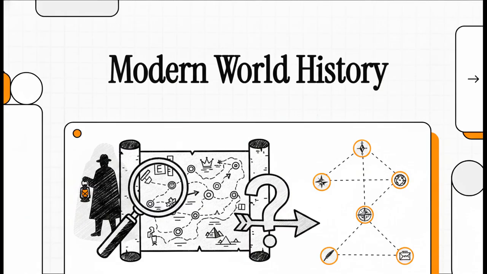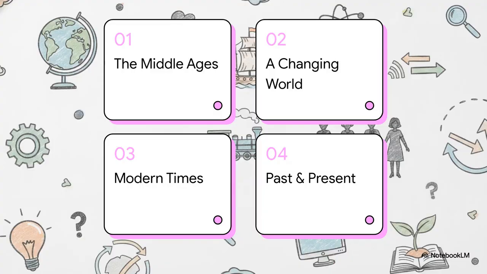So we'll be mapping out this incredible journey of human societies, and we're going to break down these massive, world-altering concepts into bite-sized, visually clear pieces. So here's our chronological roadmap for this year. We're going to start with Unit 1, the Middle Ages. Then we'll move on to Unit 2, a changing world. Next is Unit 3, modern times. And finally, Unit 4, past and present.